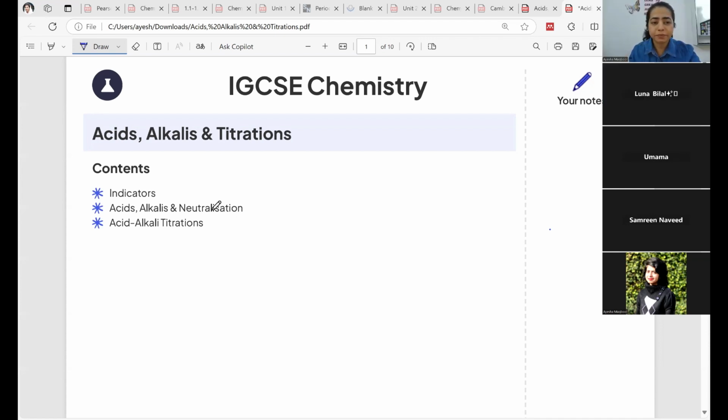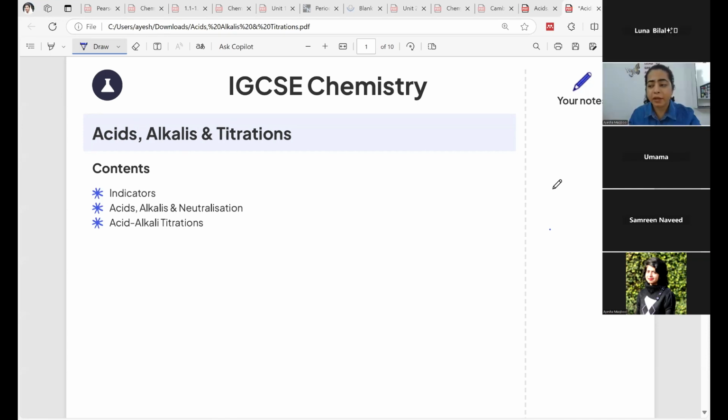Yes, Samreen. Yes, miss, it is used to identify whether the substance is acid or alkaline. An example is also litmus paper. Litmus paper is one of the examples, yes. So we can use any substance, any material, any paper to identify acid and alkali. That is basically telling us the indication, so we call them indicators.